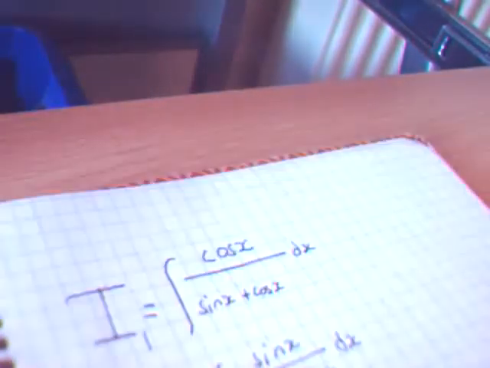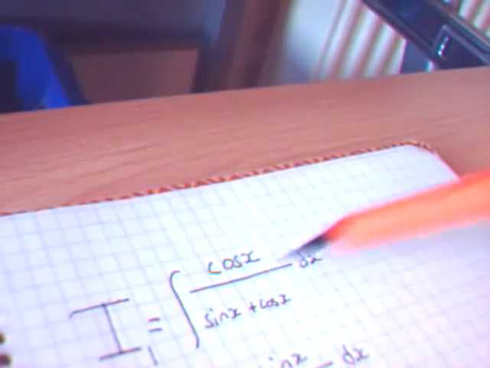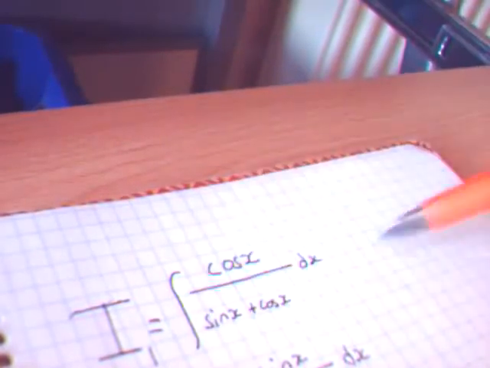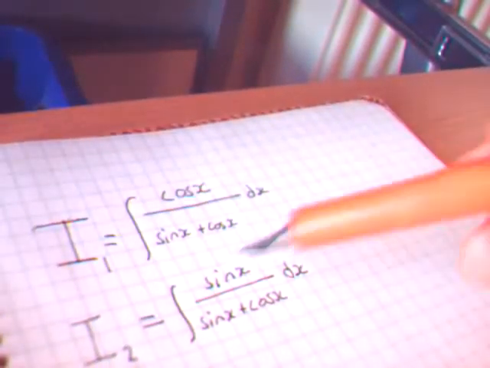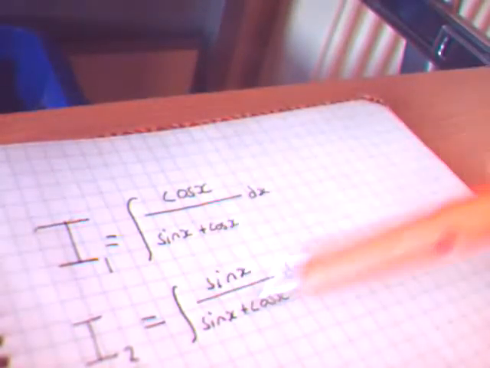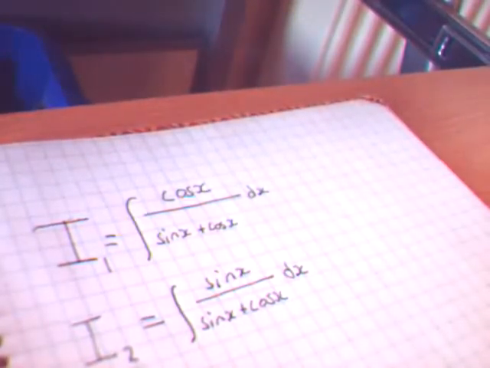Right, so what we're trying to do here is find the value of two integrals, I1 and I2. I1 is cos x over sin x plus cos x integrated with respect to x. I2 is sin x over sin x plus cos x integrated with respect to x. What we're trying to do is find out what these integrals actually evaluate to. On their own, they look pretty hard.